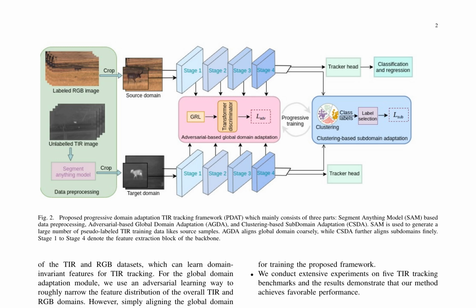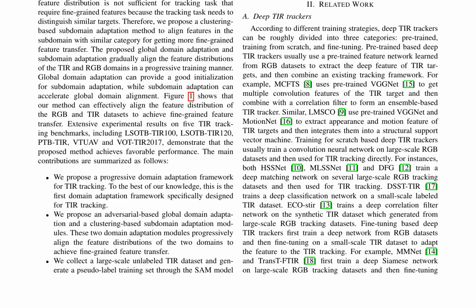The framework's adversarial-based global domain adaptation module roughly narrows the feature distribution of the overall TIR and RGB domains, while the clustering-based subdomain adaptation module aligns features in the subdomain with similar categories to obtain more fine-grained feature transfer. This hierarchical adaptation approach enables PDAT to effectively bridge the domain gap between TIR and RGB datasets. In the context of deep TIR trackers, related work can be categorized into pre-trained, training from scratch, and fine-tuning based on different training strategies.